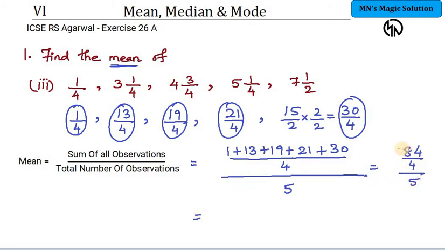And you know 84 by 4 you can divide it because it's divisible by 4. So you'll get 21 when you divide 84 by 4. So the numerator part, sum of all observations, we have got as 21, divided by total number of observations, it is 5. So what is the answer for 21 divided by 5? When you divide, you will get the answer as 4.2. So what is the mean value? X bar is equal to 4.2 for this problem.